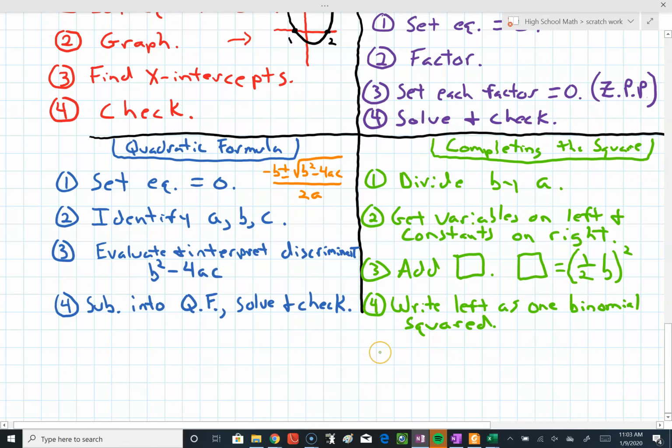Last, we will solve, and that solving will involve taking a square root, and check. That concludes your required notes.